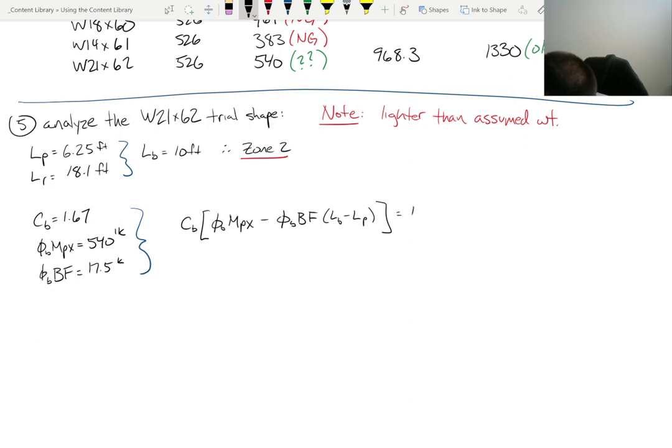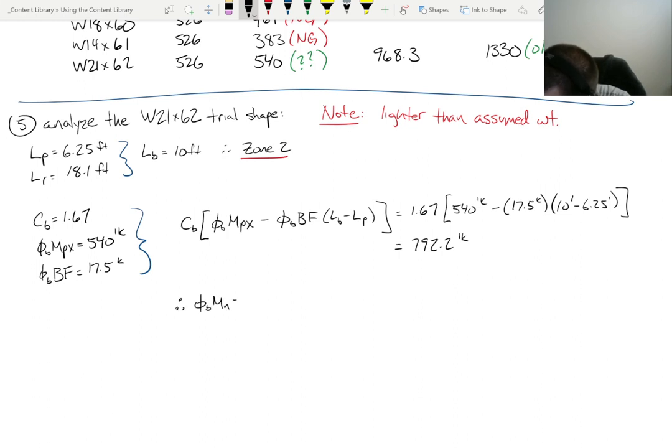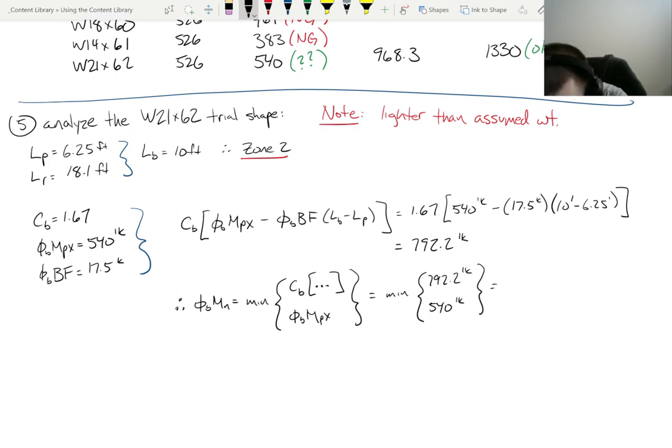All right, so this is 1.67 times 540 foot kips minus 17.5 kips times 10 feet minus 6.25 feet. And so when you chug that out, you get a value of 792.2 foot kips. So therefore, our flexural capacity is the minimum of CB times all that, I'm not going to rewrite it, or PMP, which is the minimum of 792.2 foot kips or 540, which in this case is 540.